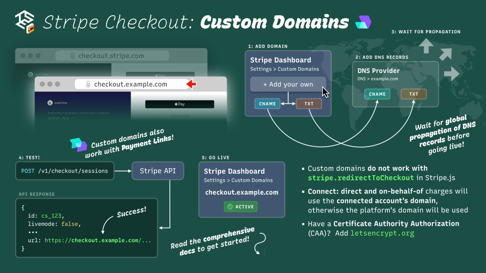You can start setting up your custom domain right now by following the detailed step-by-step instructions in our documentation at stripe.com/docs/payments/checkout/custom-domains. I think you'll find it easier to set up your custom domain than it was for me to read that URL out loud.